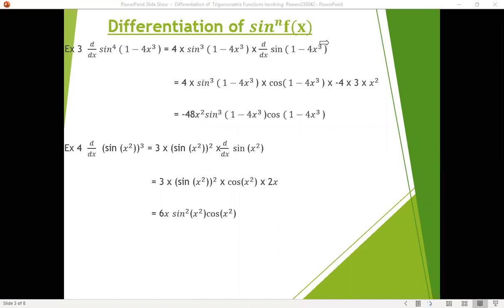So the derivative of sine 1 minus 4x cubed is cos of bracket 1 minus 4x cubed, multiplied by the derivative of minus 4x cubed, which is minus 4 times 3x squared. So the final answer is minus 48x squared, sine cubed of bracket 1 minus 4x cubed, cos of bracket 1 minus 4x cubed.